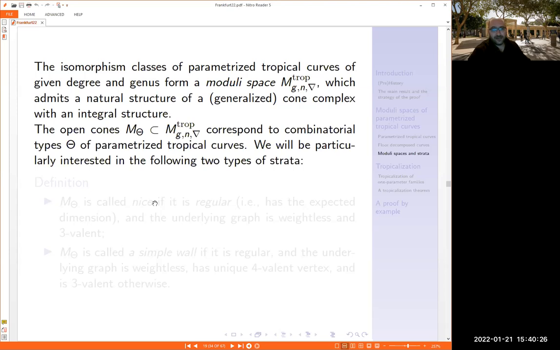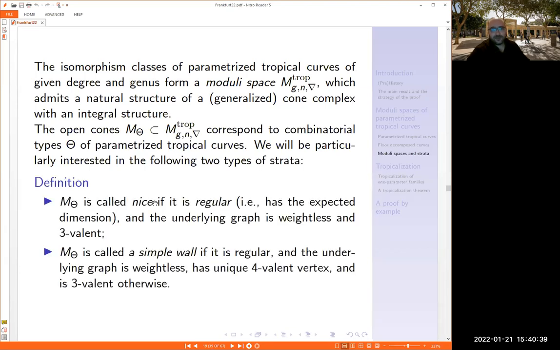Okay, and we will be interested in the following two special types of polyhedra, of these open cones in the moduli space of parameterized tropical curves. So here are the types. The first type is called nice, and it is regular, so it means that it has expected dimension, and the underlying graph must be weightless. The genus function on the vertices must be 0, and it must be trivalent. Okay, so these are the nicest maximal dimensional cones that we have in the moduli space.